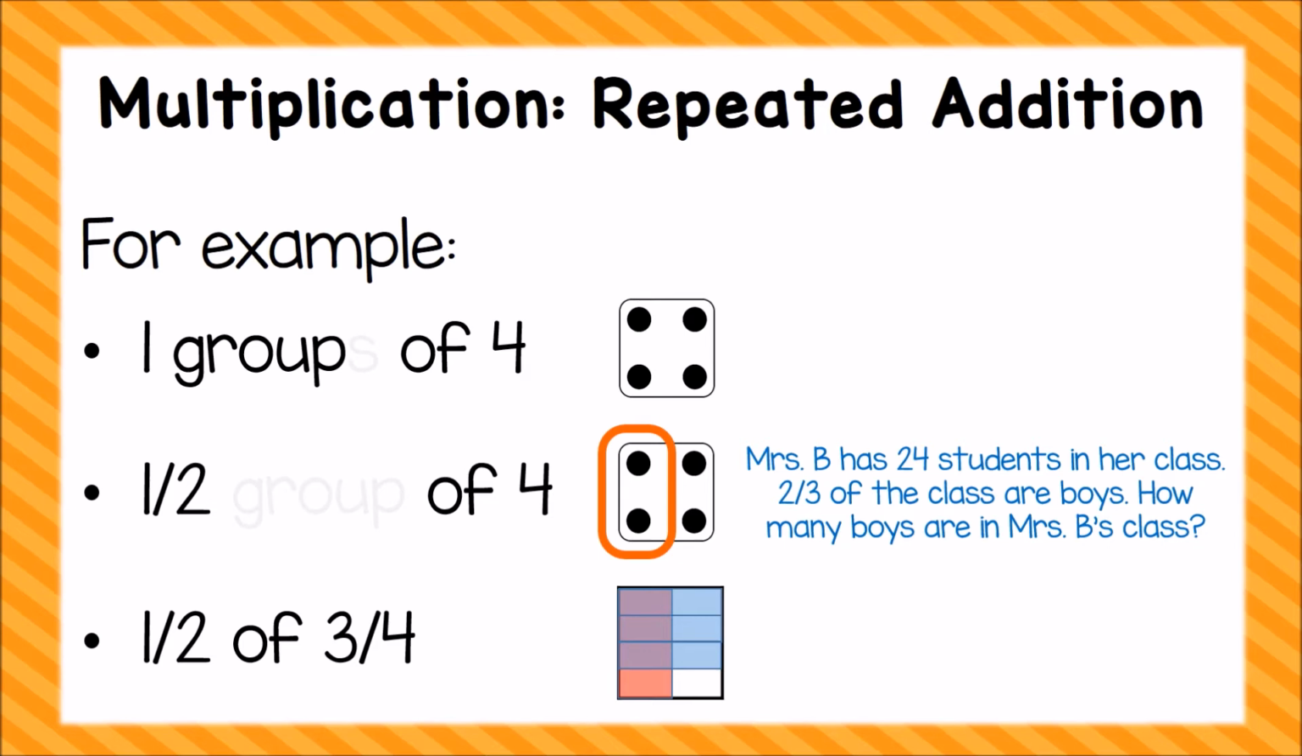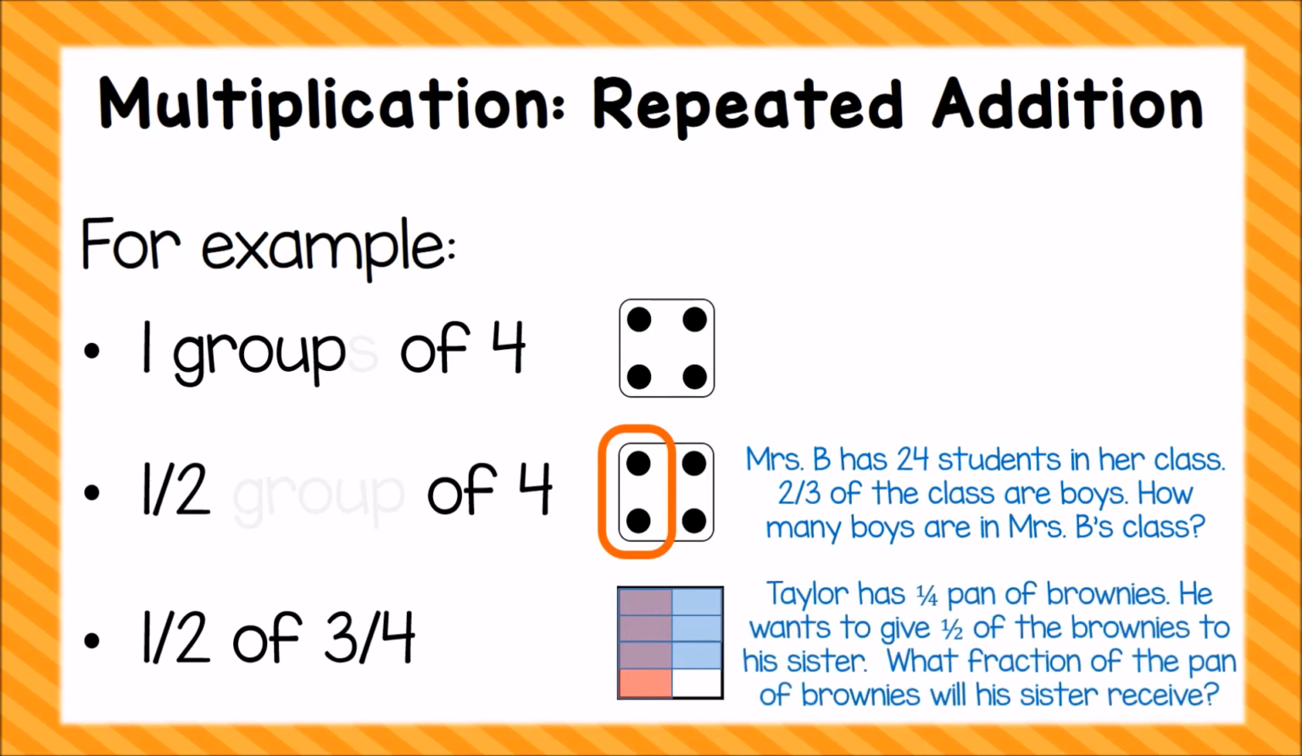And the question was this: Miss B had 24 students in her class. 2/3 of the class are boys. How many boys are in Miss B's class? So this problem would be 2/3 of 24. So that actually is a multiplication problem.